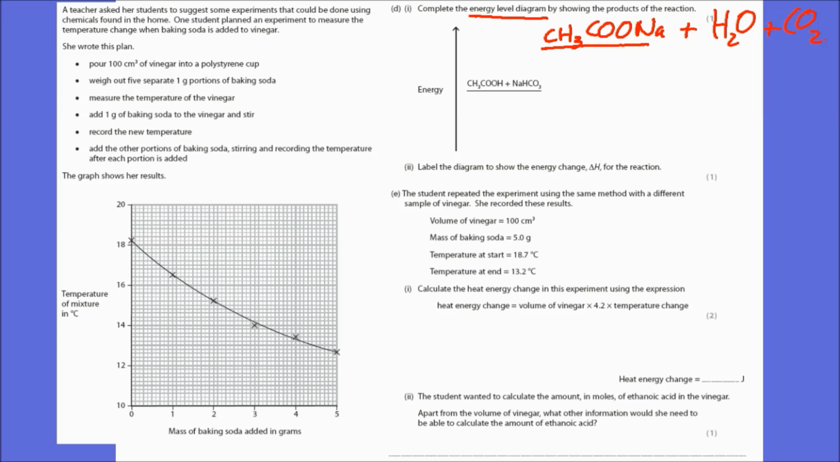Label your diagram. Well, delta H, hopefully you know that's the enthalpy change, and the distance from there to the top, to the product, is delta H.